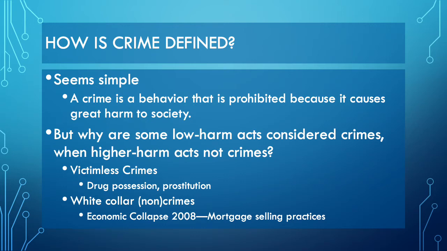Many people lost their jobs, many businesses closed, much tax revenue was never raised due to that economic collapse. Yet those mortgage selling practices, those bundling of mortgages that didn't have any value, those are still legal practices. And so it's a good example of a type of behavior that's quite harmful, but even to this day is not criminalized. So it gets us thinking, how are crimes defined?